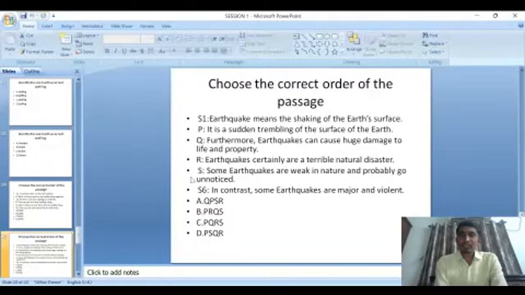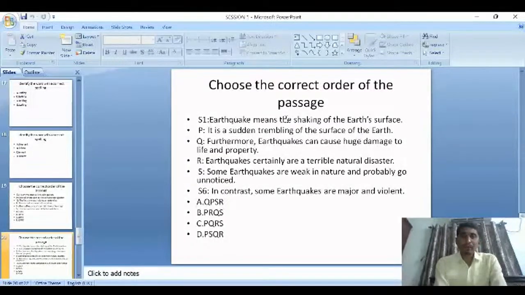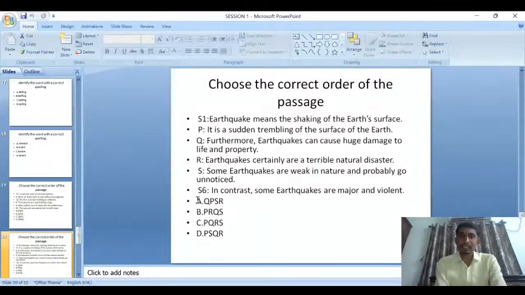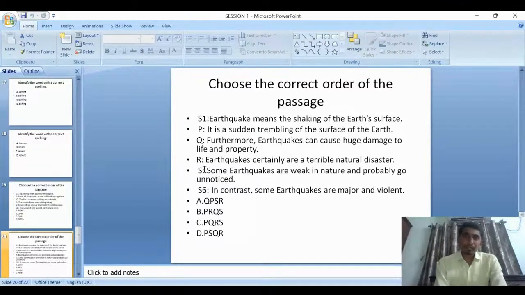The next question is again the same. Choose the correct order of the passage. So here again S1 and S6, the introductory statement and concluding statement, are already given. So we need to put all these P Q R S in order. Let's go through this. Earthquake means the shaking of the earth's surface. It is a sudden trembling of the surface of the earth. Or earthquakes certainly are a terrible natural disaster.